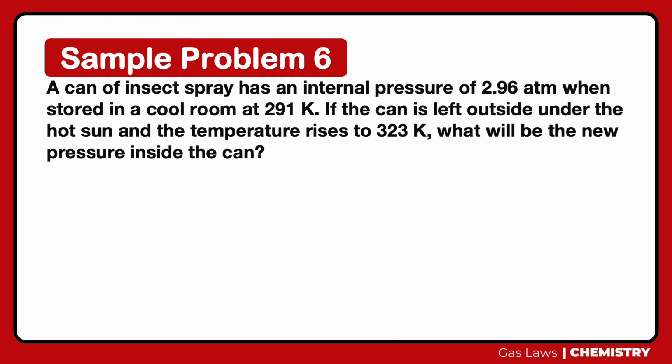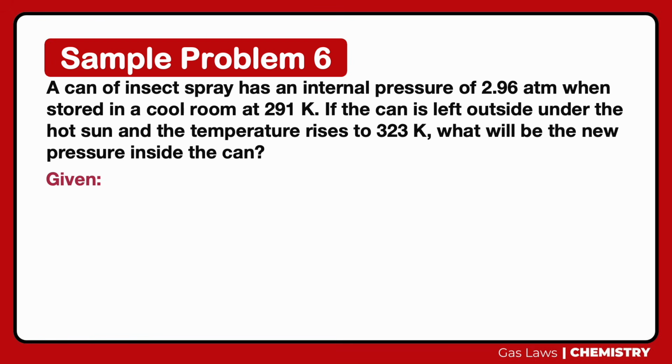A can of insect spray has an internal pressure of 2.96 atmospheres when stored in a cool room at 291 Kelvin. If the can is left outside under the hot sun and the temperature rises to 323 Kelvin, what will be the new pressure inside the can? This problem still follows Gay-Lussac's law since the volume remains constant and only temperature and pressure change.